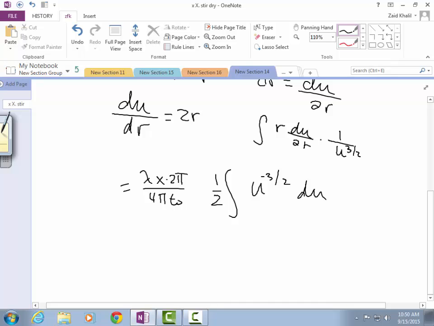Okay. So what is the integral of u to the negative 3/2? n plus 1 over n plus 1. That's right. So you end up with boom, boom. You can cancel those out. You get lambda x. I'll even cancel out the pi's. And then you get 4 epsilon 0, and then u to the negative 1/2 divided by negative 1/2, so minus 2 u to the negative 1/2. That is the power rule.